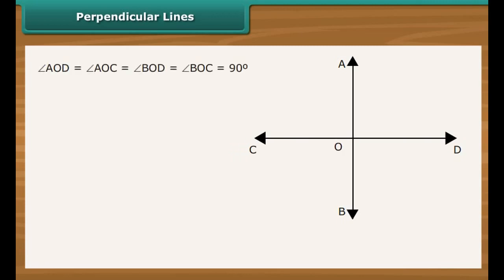If O is also the midpoint of CD, then AB bisects CD because it divides CD into two equal halves. Such a line which intersects another line at right angles and divides it into two equal halves is known as the perpendicular bisector of that line.